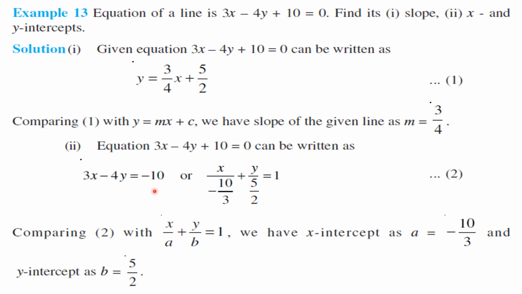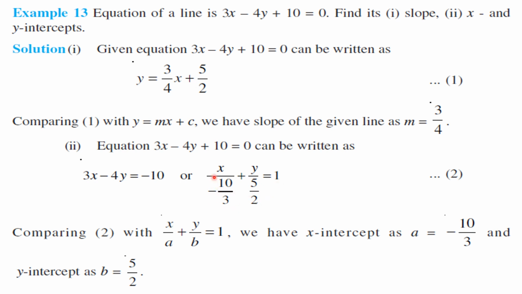Right. Now let us divide this entire equation on both sides by minus 10 to get 1 in RHS. What is the constant in RHS? Minus 10. That is why we are dividing this entire equation on both sides by minus 10. Then what will you get here? X by minus 10 by 3 plus y by 5 by 2 is equal to 1. Understood this equation, my children?